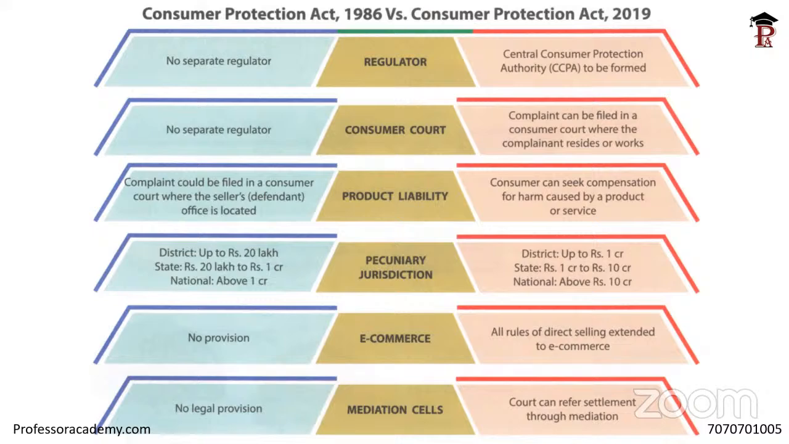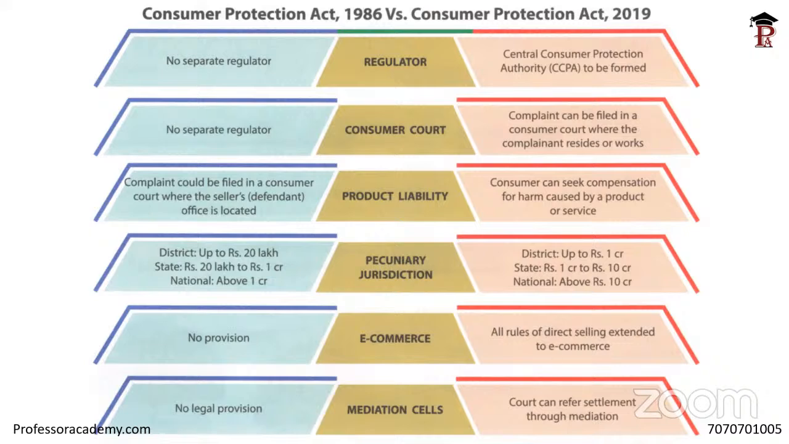the amount you can file a complaint for. If we see at the district level, if you have bought a product up to 1 crore, then you can file your complaint in the district level court. If your product is above 1 crore, up to 10 crores, the complaint will be filed in the state level court. If your product price is above 10 crore, then it will be filed at the national level.